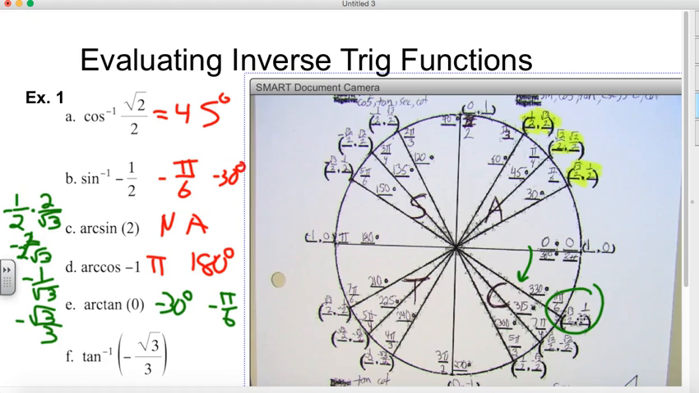Y'all feel like you can do the inverse trig functions now? You wrote down the wrong one. Oh, my bad. Thanks, Alexis. And then the other one's 0, right?